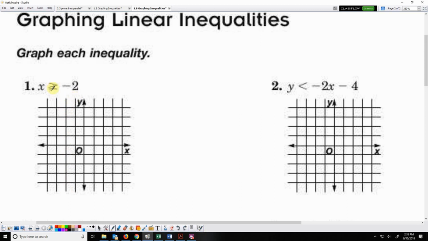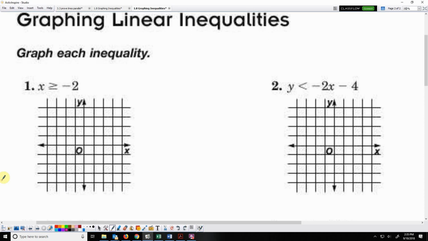But since it's greater than or equal to, this line is not all there is to this graph. What this line is going to be actually is a border to our graph. This line is going to split this coordinate plane into two half planes, and one of those half planes will satisfy this inequality and the other will not.